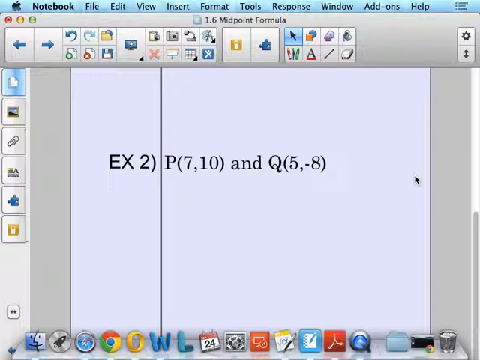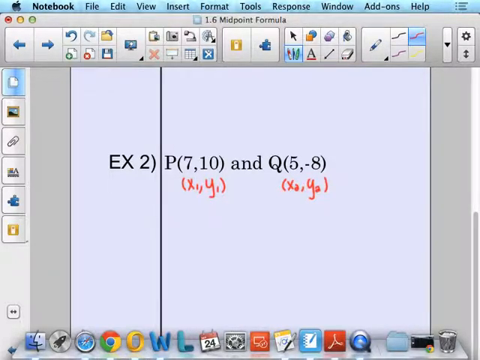Okay, second example, P is (7, 10), and Q is (5, -8). I'm going to start the same way by labeling the endpoints. So here I have (x1, y1) and (x2, y2). The midpoint is equal to x1, which is 7, plus x2, which is 5, divided by 2. And then y1, which is 10, plus a negative 8, all divided by 2.